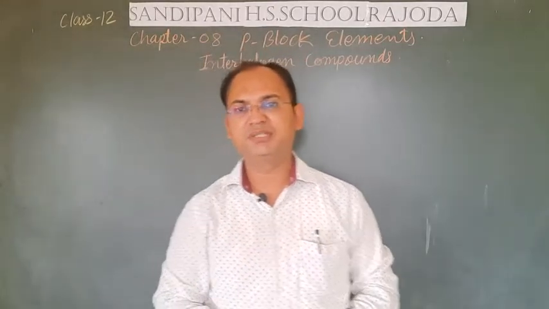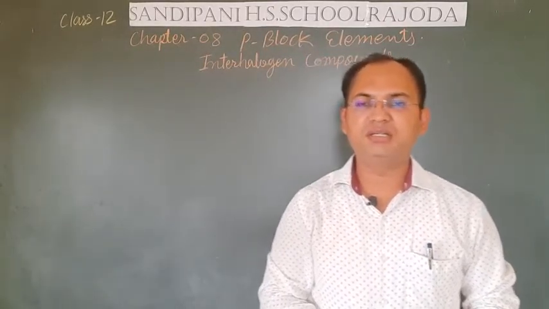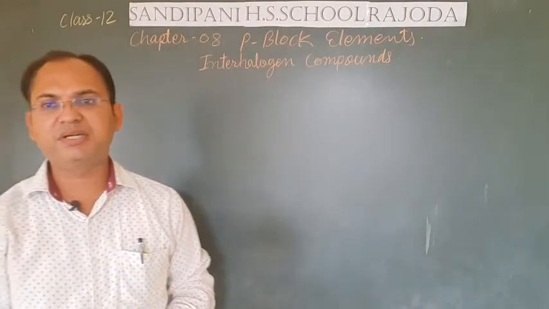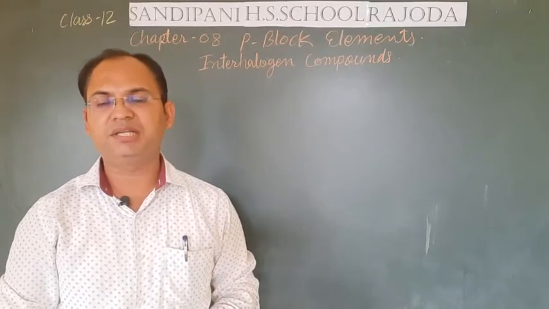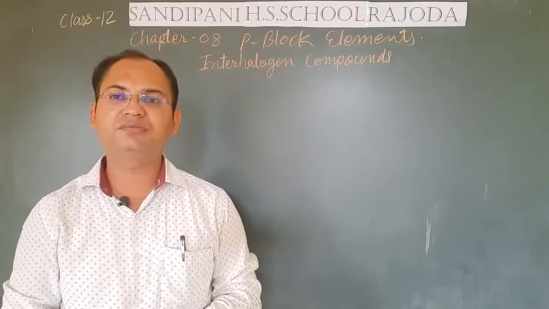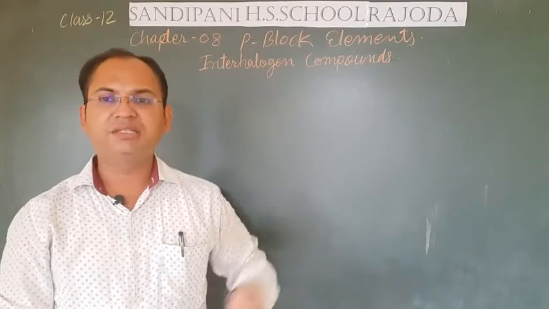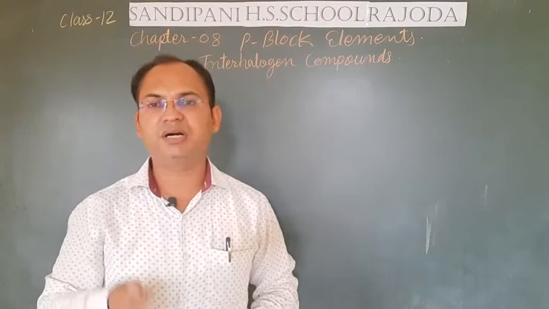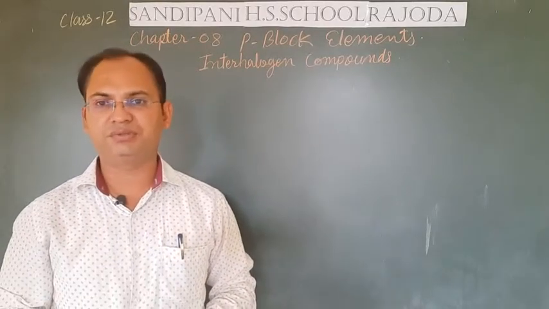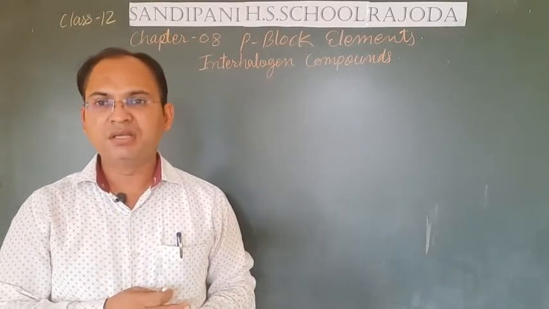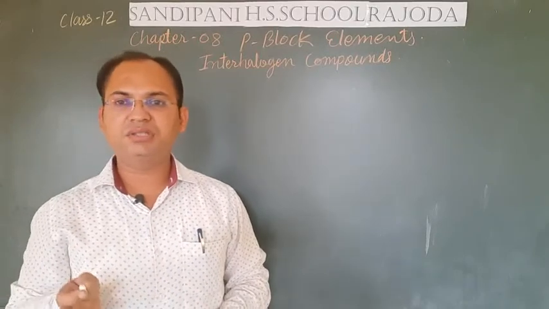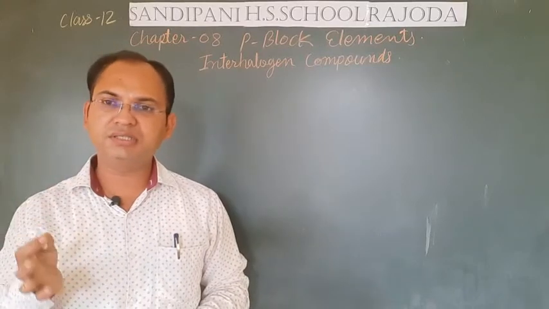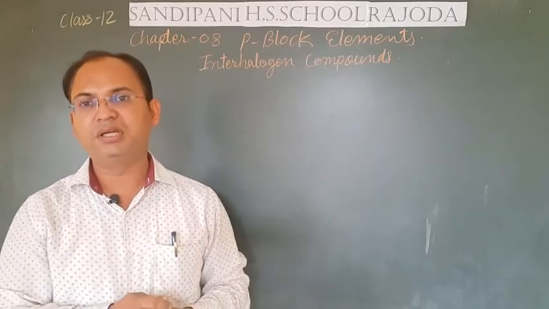Hello 12th class students. Today we will learn about the interhalogen compounds in chemistry. We were continuing the chapter P block element second, that is elements of group 17 and 18. In group 17 elements, students, we have seen that the members of this group are known as halogen elements. So now we will see about the most important property of the halogens, that is interhalogen compounds.